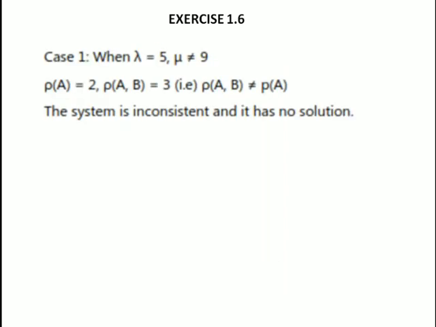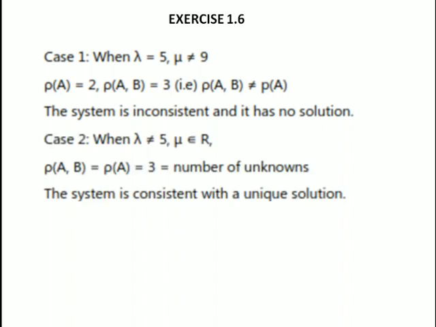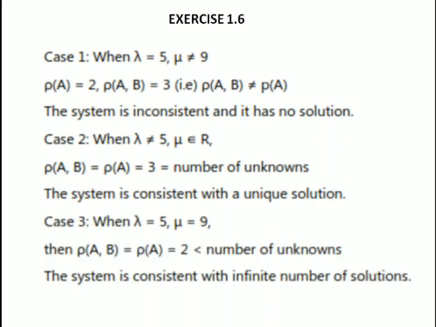Case 1, when lambda equal to 5, mu not equal to 9, rank of A equal to 2, rank of A comma B equal to 3, that is rank of A comma B not equal to rank of A. The system is inconsistent and it has no solution. Case 2, when lambda not equal to 5, mu belongs to R, rank of A comma B equal to rank of A equal to 3 equal to the number of unknowns. The system is consistent with a unique solution.